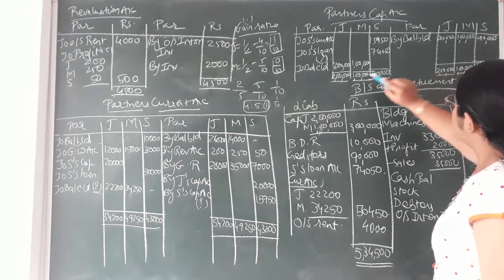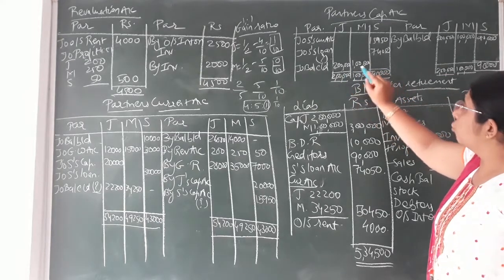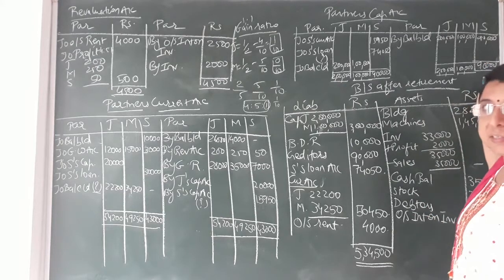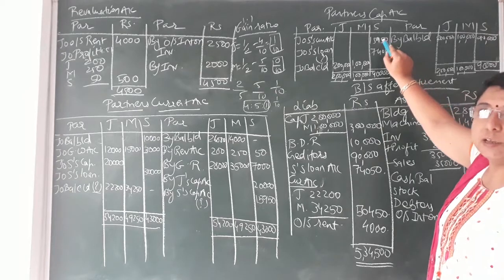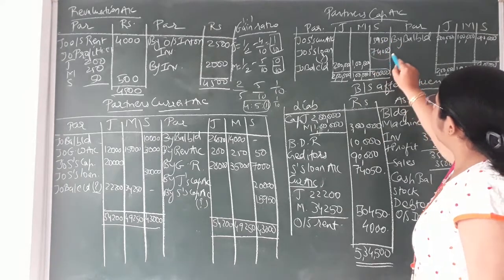Now the opening balances we have already written: 2 lakh, 1 lakh and 90,000. So the opening balance and closing balance for Jaya and Mamta would be as it is. No change would be there, that is 2 lakh and 1 lakh. But in case of Smruti, the opening balance is 90,000. From that, the current account balance of 15,950 is subtracted.